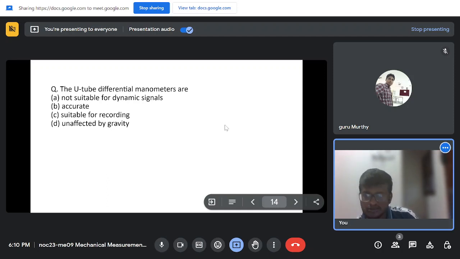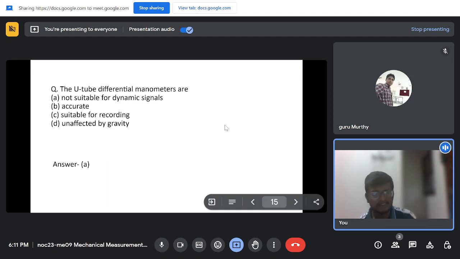So the next question is, the U-tube differential manometers are not suitable for dynamic signals. A, B, accurate. C, suitable for recording. D, unaffected by gravity. In this case, the answer is option A. It's not suitable for dynamic signals.